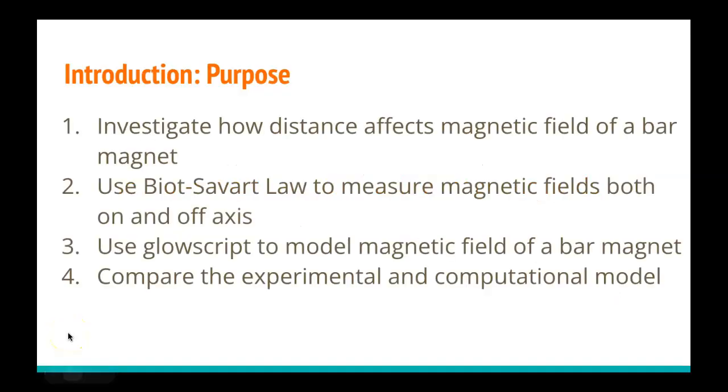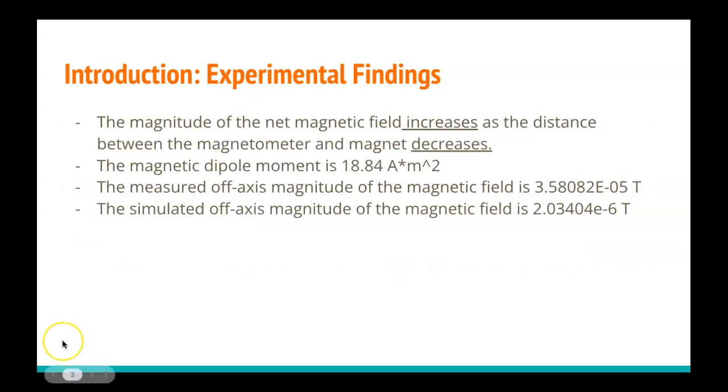First, let's get into the purpose of the lab. The purpose of the lab is to investigate how distance affects magnetic fields of a bar magnet. We will use the Biot-Savart law to measure magnetic fields both on and off axis. We will then use GlowScript to model magnetic fields of a bar magnet and then compare the experimental and computational model.